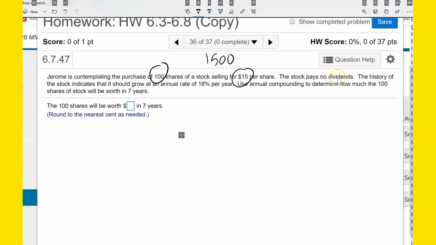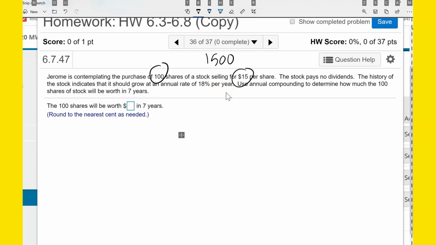The stock pays no dividends. That means that it's not going to pay you extra. Like if you invested in a real estate property and somebody was renting it, then not only is the real estate growing in value, but you're also getting money from the renter. But that's not the case here. No dividends. The history of the stock indicates that it should grow at an annual rate of 18% per year.